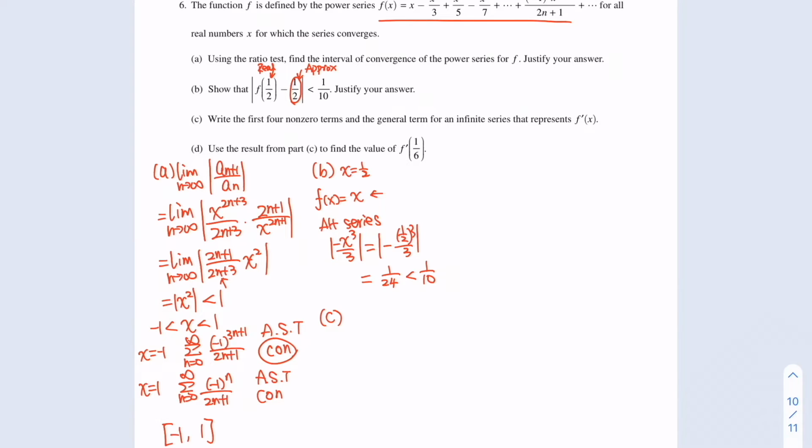Okay, part C. First, for the non-zero terms of f prime, we take the derivative, which will be 1 minus x squared plus x to the 4th minus x to the 6th. The general term, when we take the derivative of this term, gives us negative 1 to the n times x to the 2n.